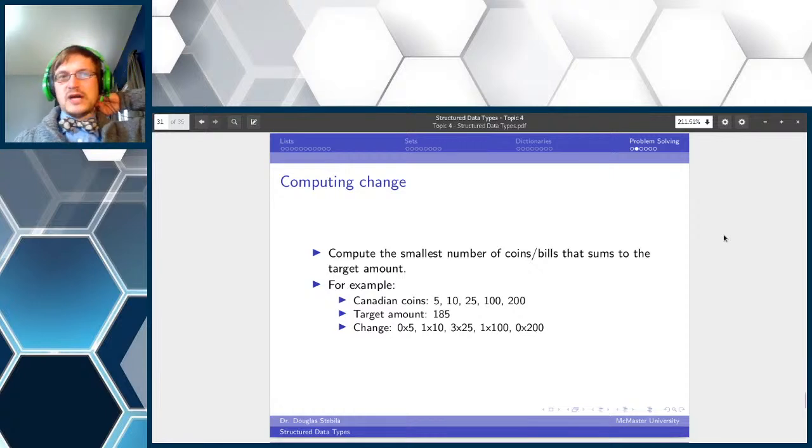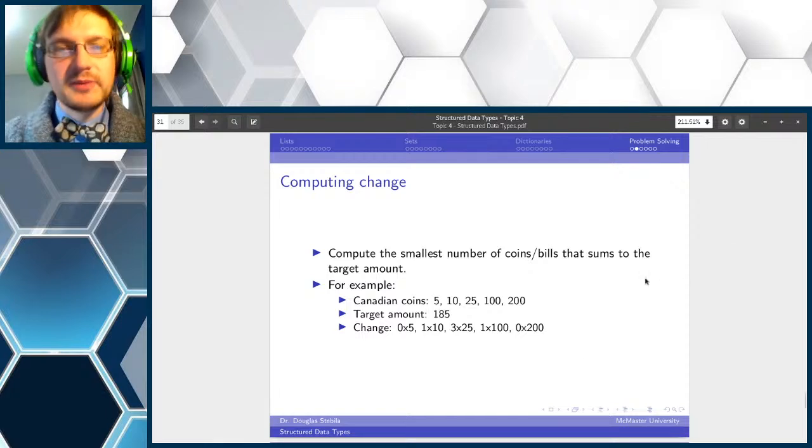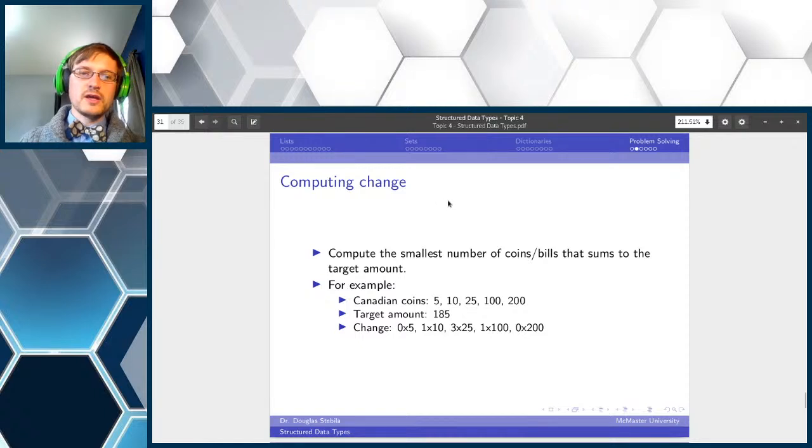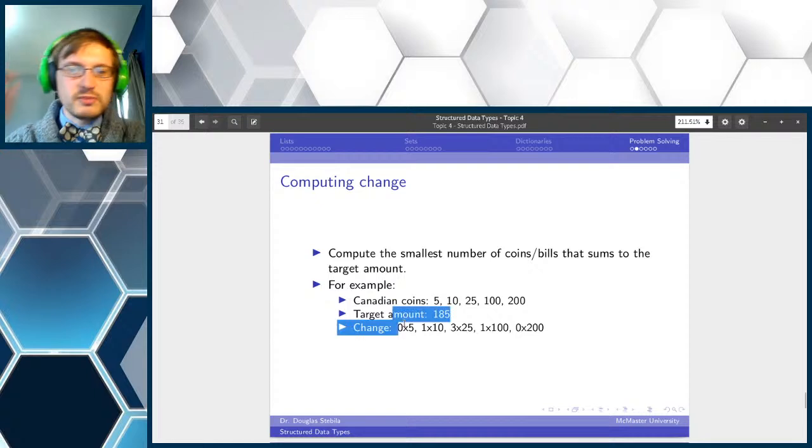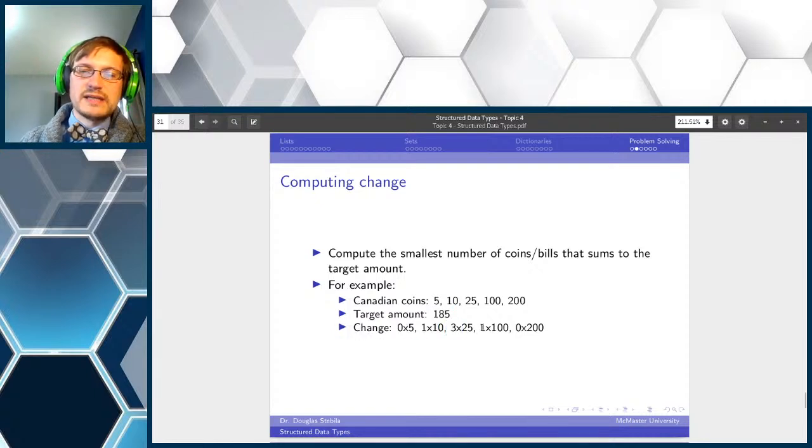So let's talk about some problem solving. Hopefully we'll get through this material today, and then we can start on the actual stuff we're supposed to be doing this week. So, computing change. Here's a problem formulation for you. Compute the smallest number of coins or bills that sums to the target amount. For example, our Canadian coins are 5, 10, 25, 100, and 200 cent coins. If our target amount is $1.85, our change would be 0 nickels, 1 dime, 3 quarters, 1 loonie, and no toonies.